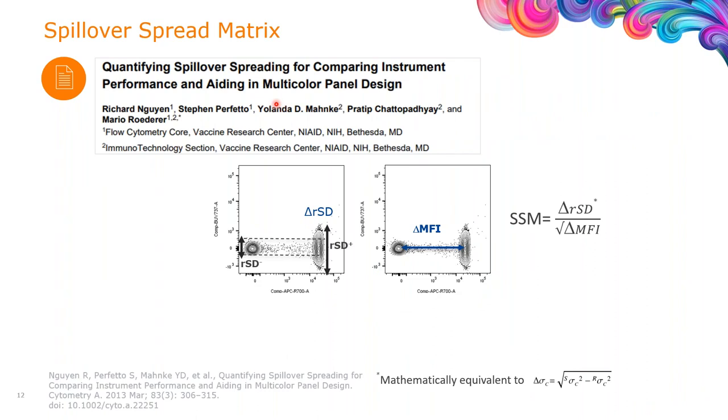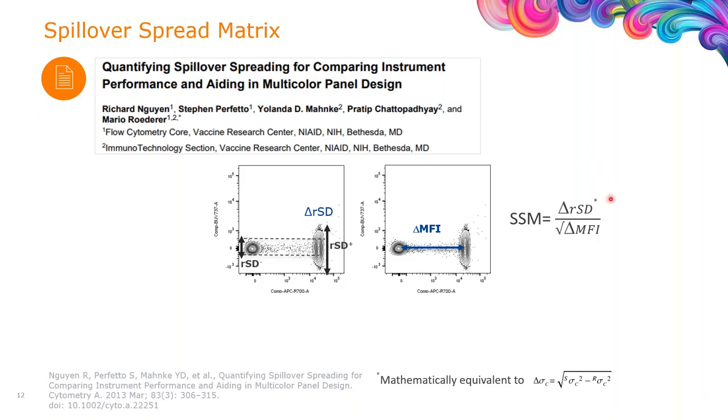So this was a concept and a tool that was introduced by Mario Roederer in 2013 in this publication in Cytometry A. And the title of the publication was Quantifying Spillover Spreading for Comparing Instrument Performance and Aiding in Multicolor Panel Design.